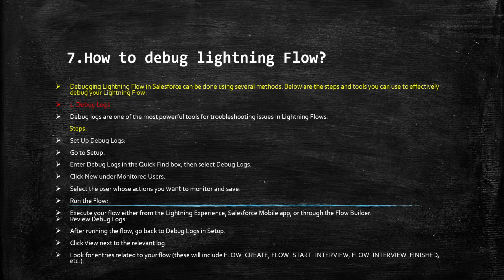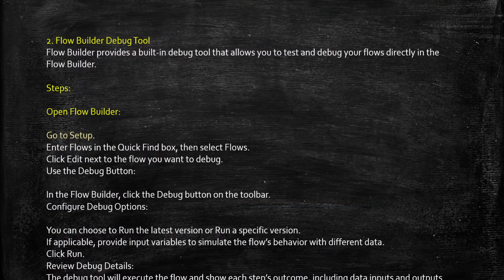Okay, first is the debug log. Second is the Flow Builder debug tool. Flow Builder provides a built-in debug tool that allows you to test and debug your flows directly in Flow Builder. Simply open your flow, and in the top right corner is Debug. Click on that Debug, and you can view the logs based on the conditions used in that flow.